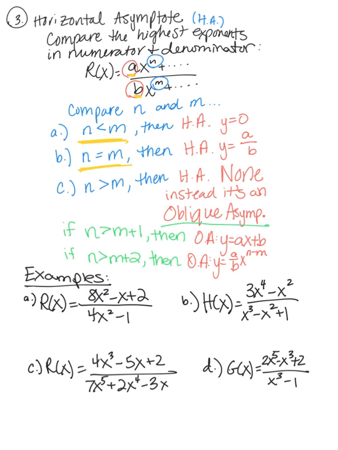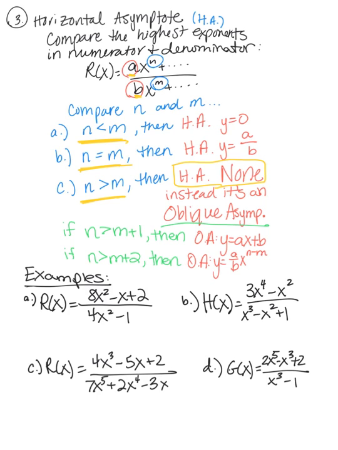Now, the third scenario would be that the numerator exponent is greater than the denominator exponent. In this case, we have no horizontal asymptote. Instead, it now becomes what we have called an oblique asymptote. So it's no longer going to be a horizontal line. It can be one of multiple things. It could be a line that is slanted. So some books will call that a slant asymptote. Or it could be some sort of any other function, any power function. So it could be a quadratic. It could be a cubic. It could be anything else. So we call those an oblique asymptote.